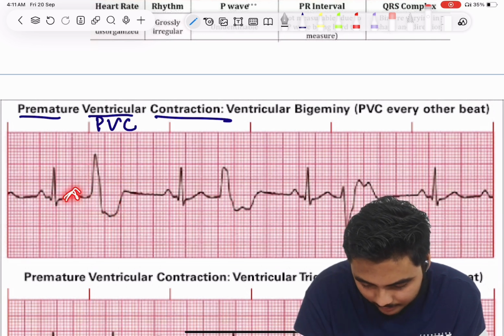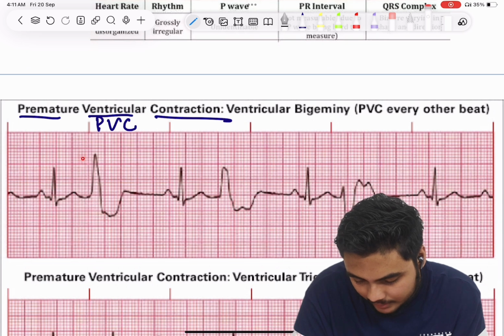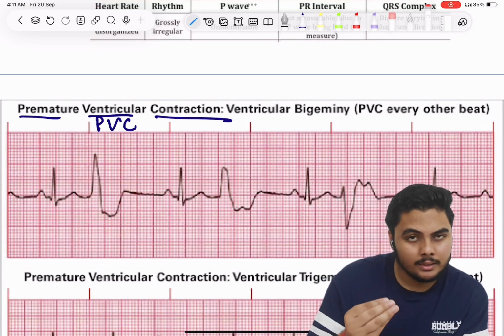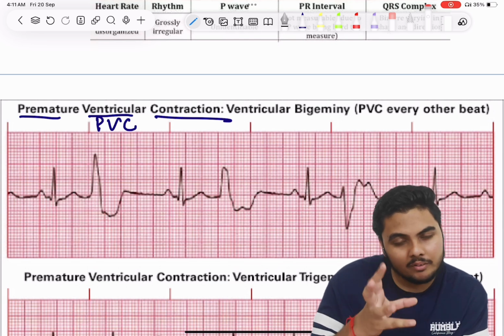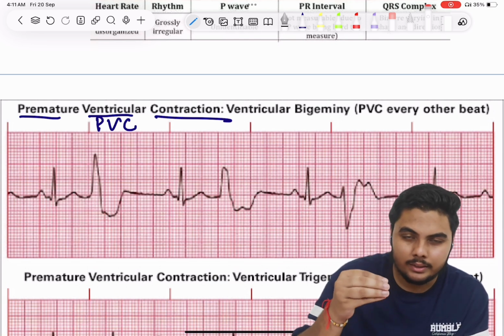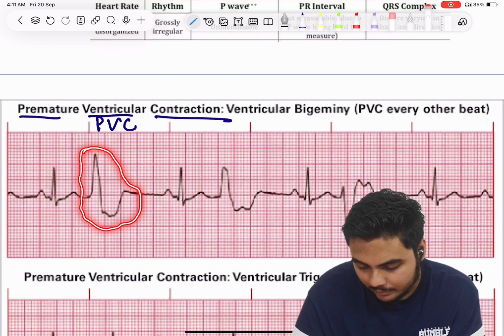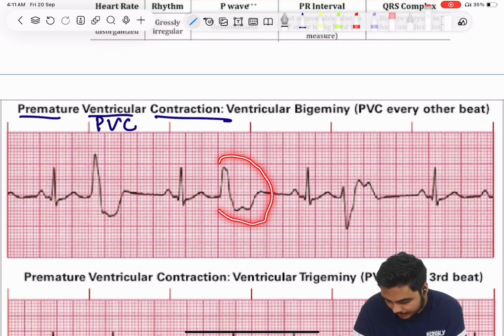This one is the T wave, right? So the PVCs don't have a P wave because the impulse is generated in the ventricle itself, and the P wave corresponds to the impulse that is generated in the atria, right? So PVCs don't have any form of P waves with them. You can see PVC here also, here also, here also, right?